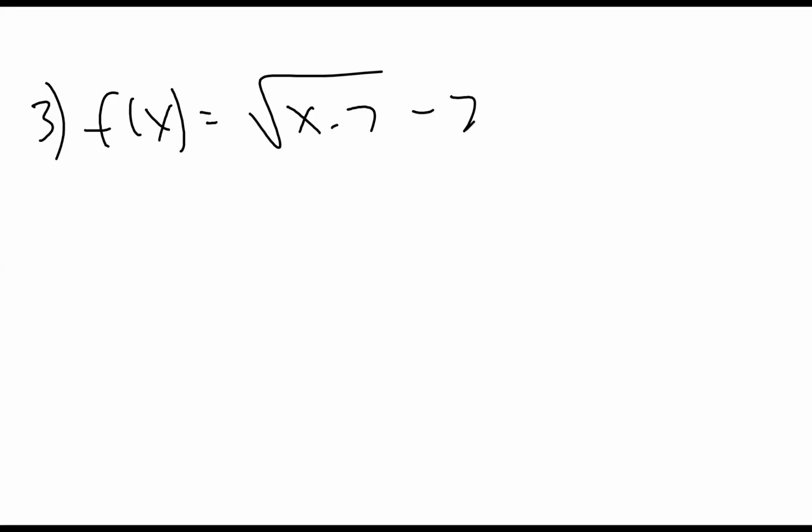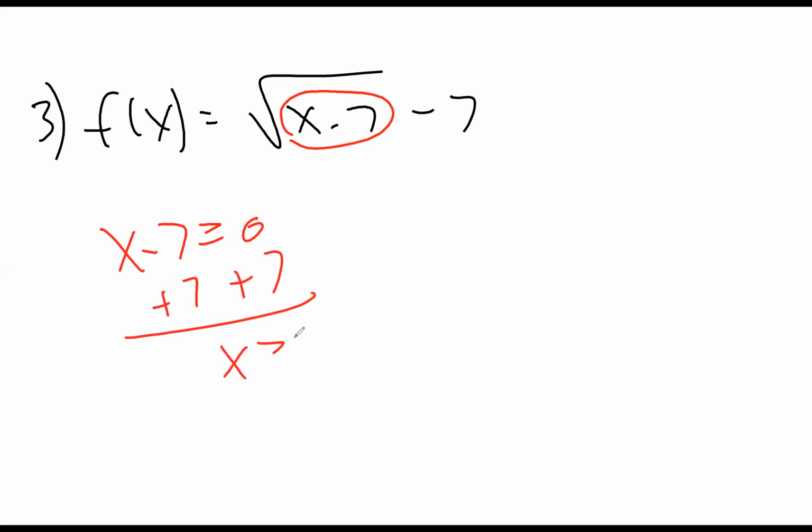And so we know that we're only concerned with this. What do we know about the stuff under the square root? It has to be what? It has to be greater than or equal to 0. Exactly. And so I'm going to solve this by adding 7 to both sides, and I'm going to get x must be greater than or equal to 7. So this is my answer, so to speak.